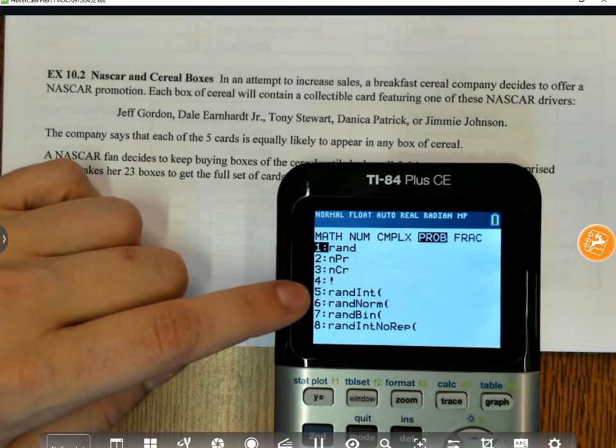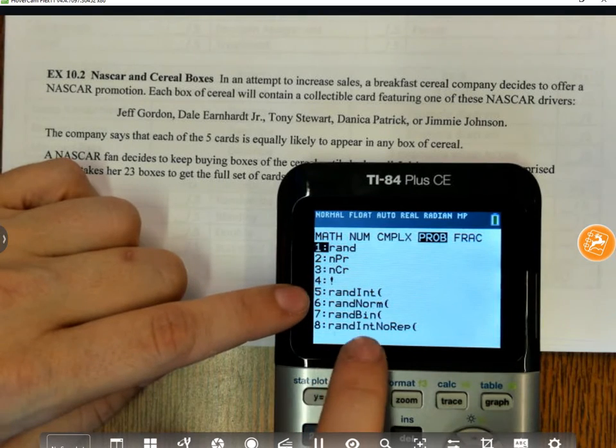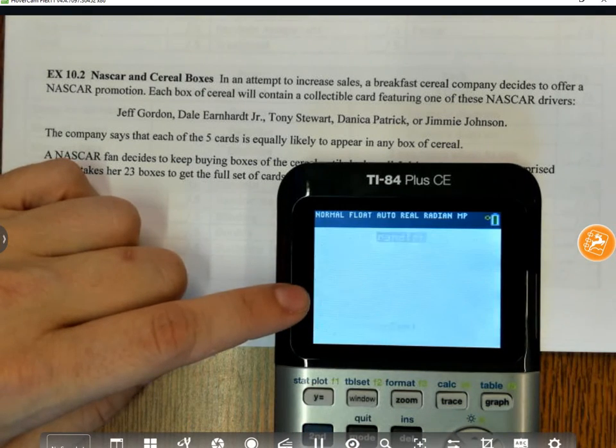Can we have repeats here? Yes, because you might get the same different boxes with the same people over and over again and not get the one that you want. So repeats are okay. If you don't want repeats, you would go to this one. So I'm going to go to 5.